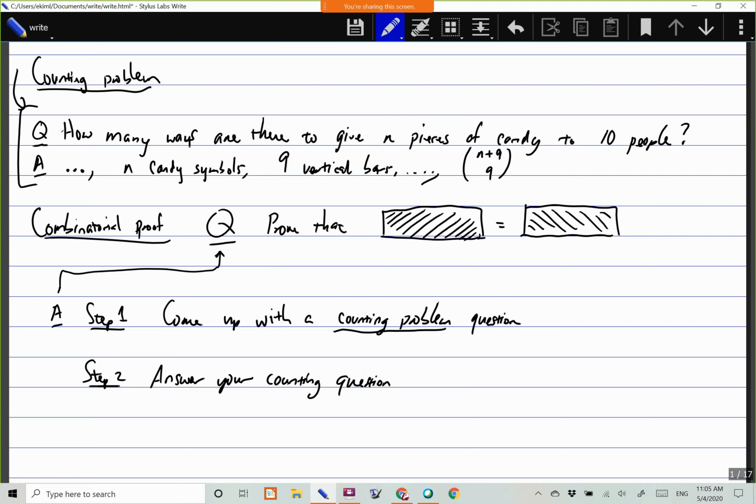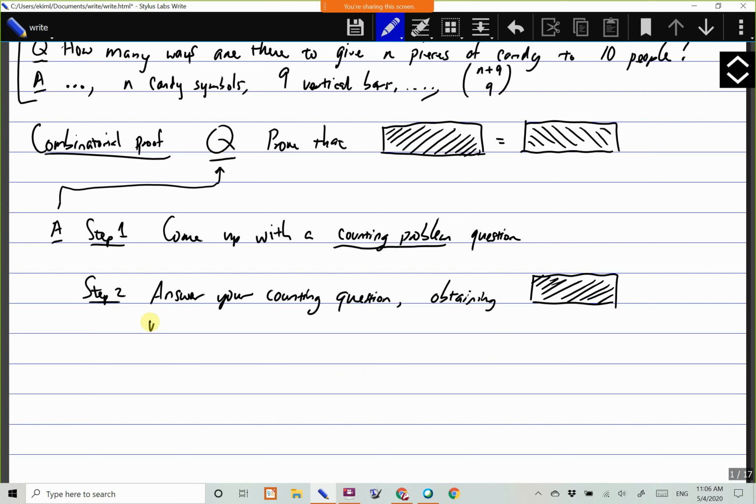Right? So in step 1, you ask this question. Step 2, you answer your own question, obtaining what was the left side of the equation. So I'll shade that this way. Okay. Well, but like obviously using valid counting techniques. I mean, not just made up stuff. So using valid counting techniques.